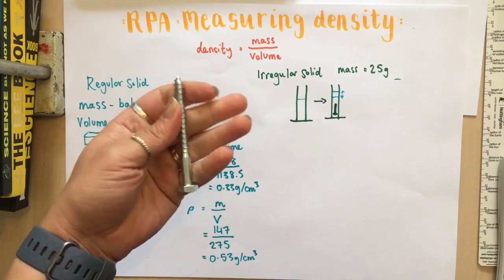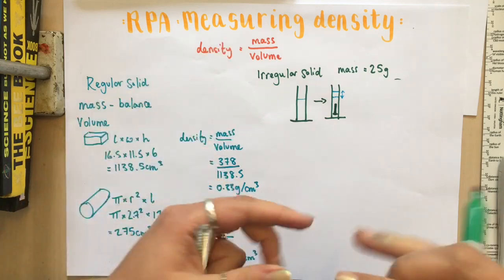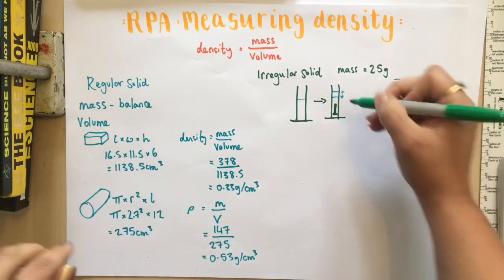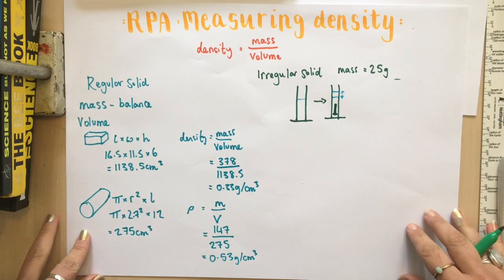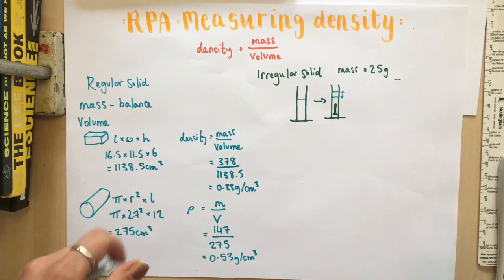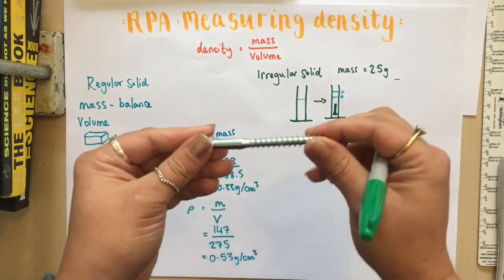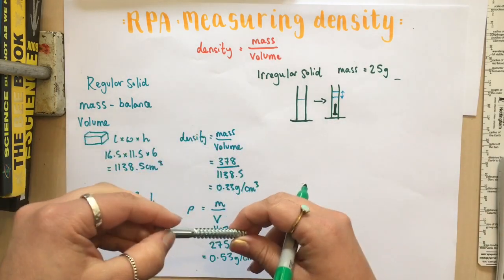So the screw has displaced the water, it's moved it out of the way, it's moved it higher, and the difference is the number of millilitres, that is the number of centimetres cubed, that's the volume of the screw.